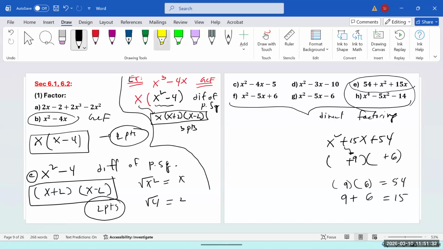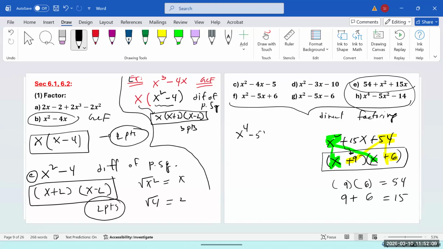So we split out our 54 into two pieces, 9 and 6. And now how are you going to split your x squared? X on each. X and X. And that's what we do in direct factoring. You split the first variable into two pieces evenly, and you split your number into two pieces evenly. And we are done.